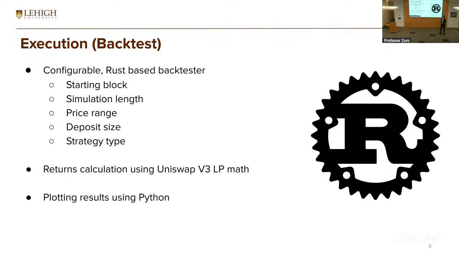And in terms of our actual backtest, it's a fully configurable backtest written entirely in Rust, just for the speed. So I can go in, and I can say, I want to start at this date. I want to have this set price range for my liquidity provisioning. I want to have this strategy type, which I'll be going into, the 3 strategies that I derive for this. What amount of deposit do I want in dollars? And then it'll automatically translate that into the amount of active liquidity we have. And then overall, we have the returns calculation, as I mentioned, and then we plot our results outside of the backtest, strictly using Python.